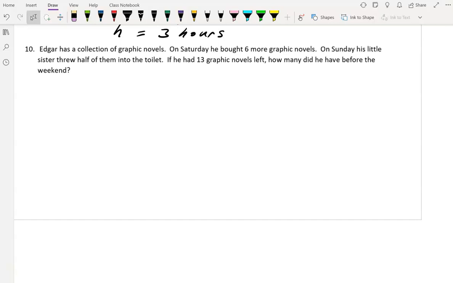Okay, well, let's do everything that we know we need to do. We are going to identify the question, how many graphic novels did he have before the weekend? So we're going to let G equal the number of graphic novels. Remember, you can use any variable you want. You can use X every time if you want. It doesn't matter. I'm just using G because it makes sense in the problem.